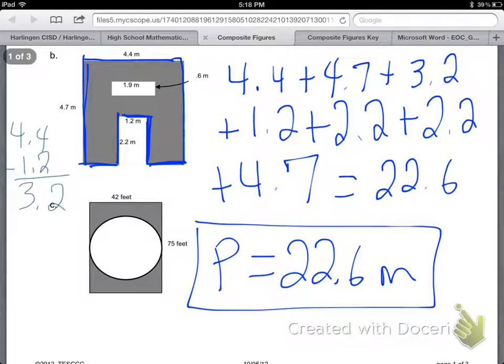Now, some of you may be wondering, how about this part? Do I need to add that? No, because the perimeter is just you walking outside. You want to know the perimeter of the shaded part. There you go. Oh, and this one over here, the circle with the rectangle, that'll be for you all to do.